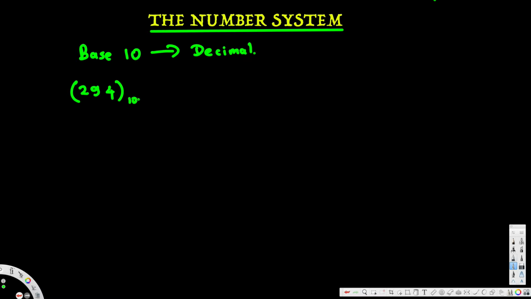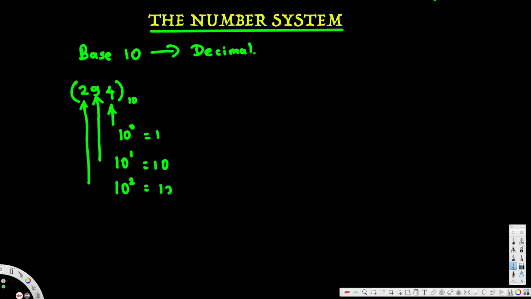If you look at the places, for decimal the base is 10, so 10 power 0 is the first place, that is equal to 1, and the second place represents 10 power 1, that is 10, and this place is 10 power 2, that is equal to 100.